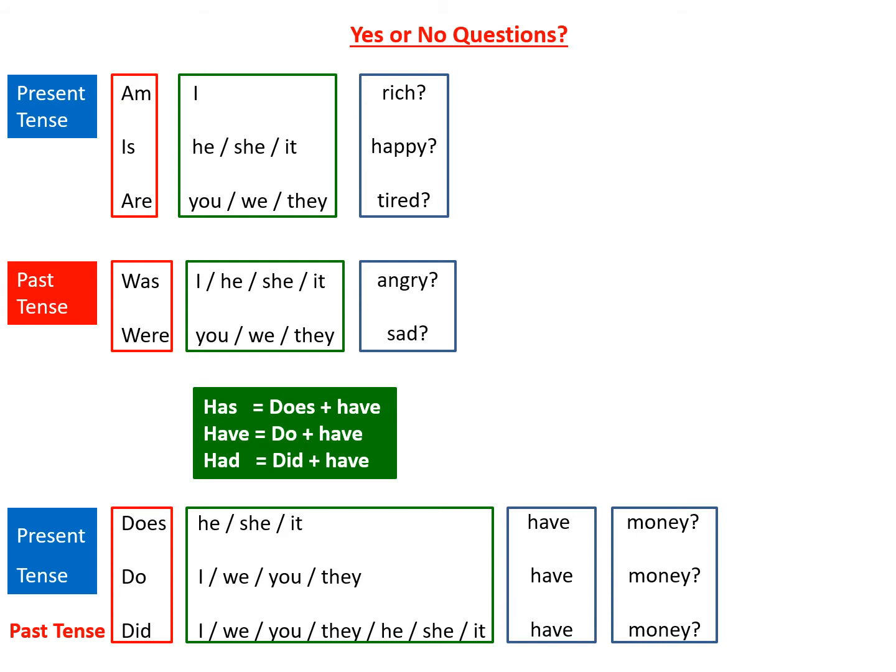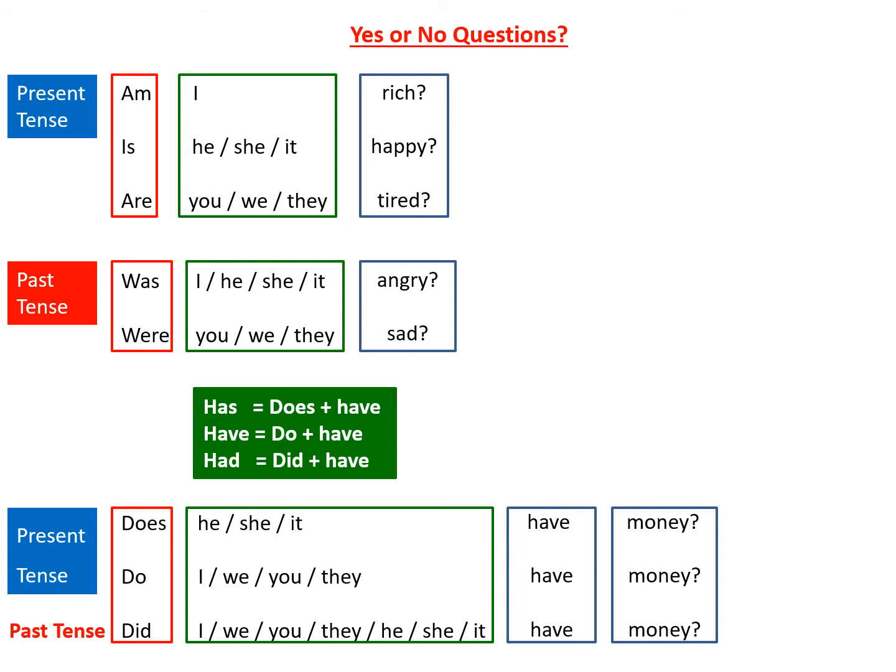Example: Am I rich? Is he happy? Is she happy? Is it happy? Are you tired? Are we tired? Are they tired? Look, all these questions have started with an auxiliary verb, thereafter a noun or pronoun, thereafter an object.